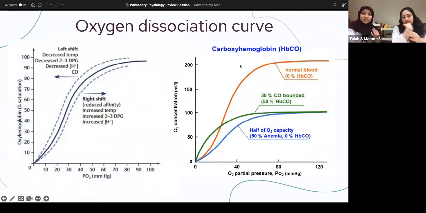So this is the normal curve, but if you have carboxyhemoglobin, the curve would look completely different like this, because it's not oxygen anymore. That's the only difference. Just make sure you know the difference between these two. I used to memorize what caused a left shift, and just know that whatever is opposite to that causes a right shift. That's how I did it. So let's go to the next question.